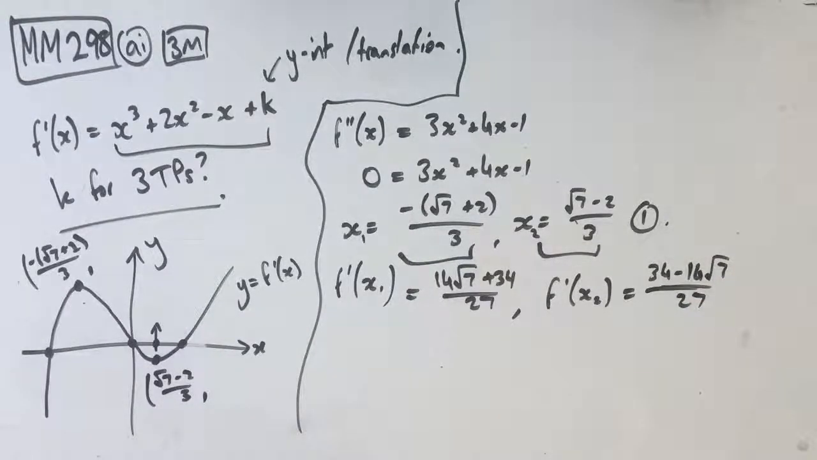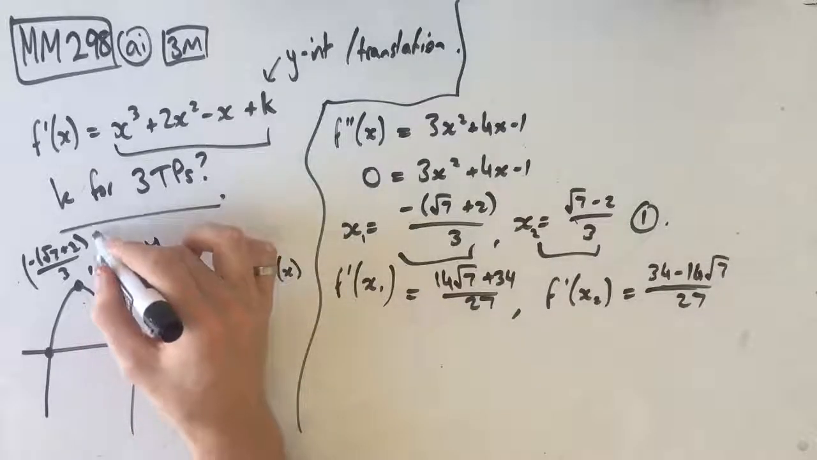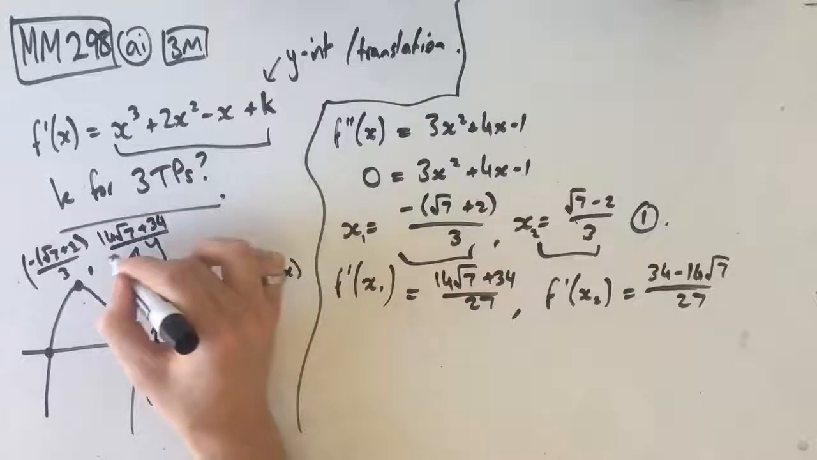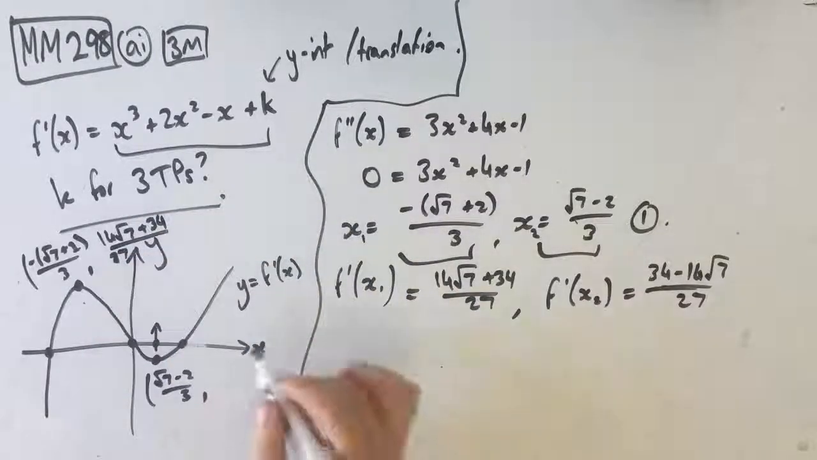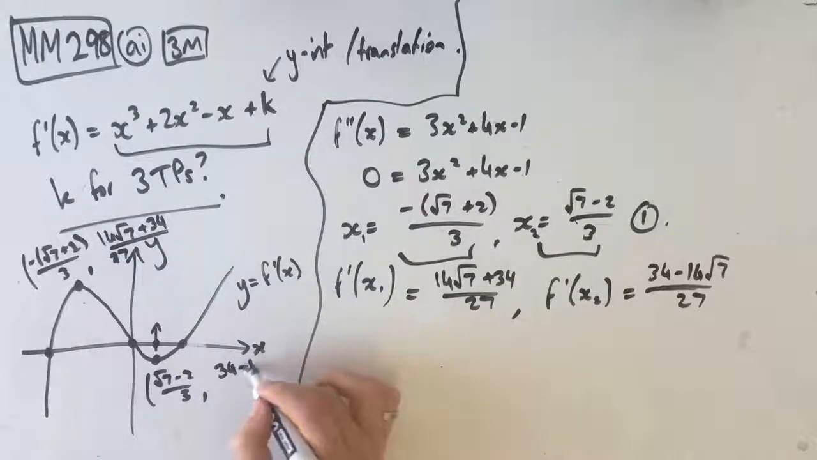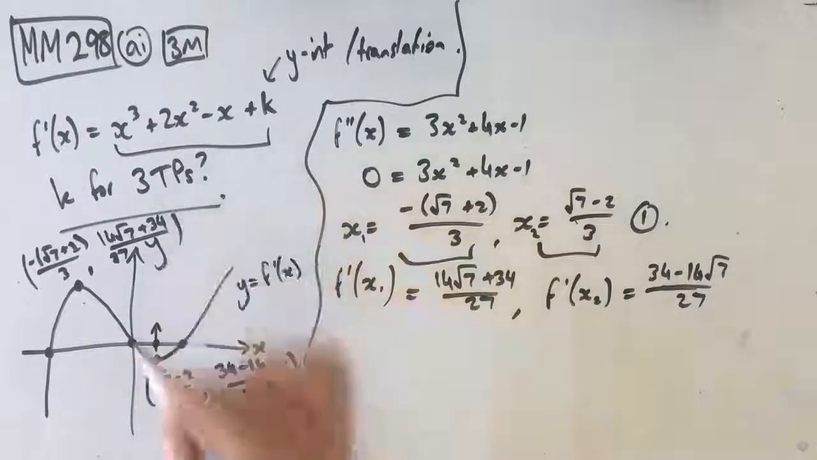Awesome. So that means that our y values are these, right? So this is 14 root 7 plus 34 over 27. Yeah, I know this is a bit cramped, so apologies for that. I didn't plan this very well, but we've got 34 take 14 root 7 over 27. Awesome.